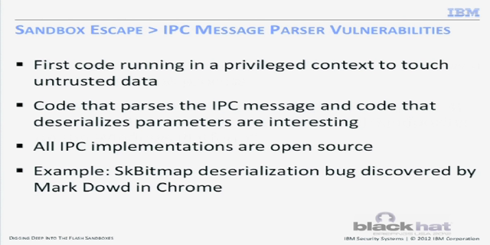The third one: one of the primary vectors for a sandbox escape is the IPC message parser, because most of the code runs in a privileged context, and it is the first code to touch untrusted data. Code that is interesting includes the IPC message parser and the code that deserializes IPC call parameters, especially those that are complex. All IPC implementations we have discussed are open source and a source audit is possible.